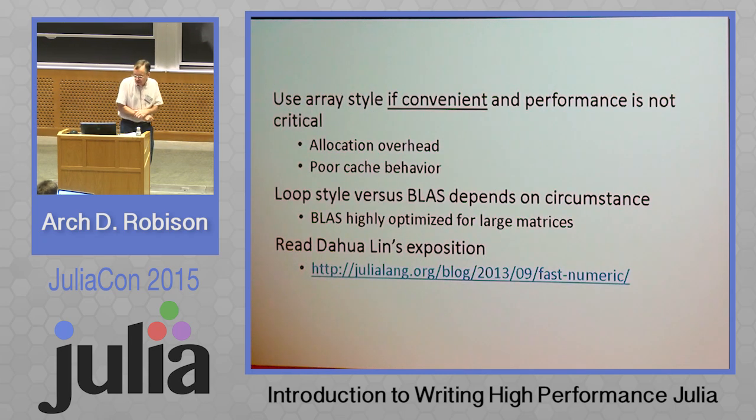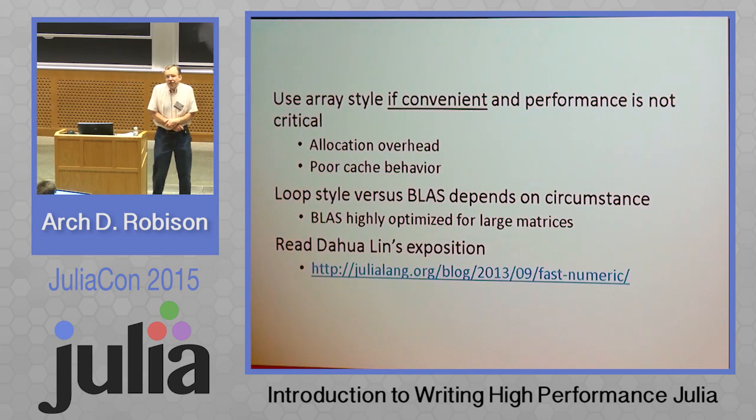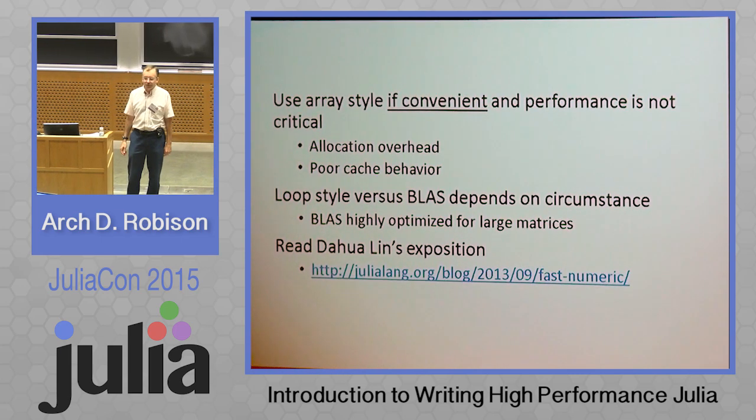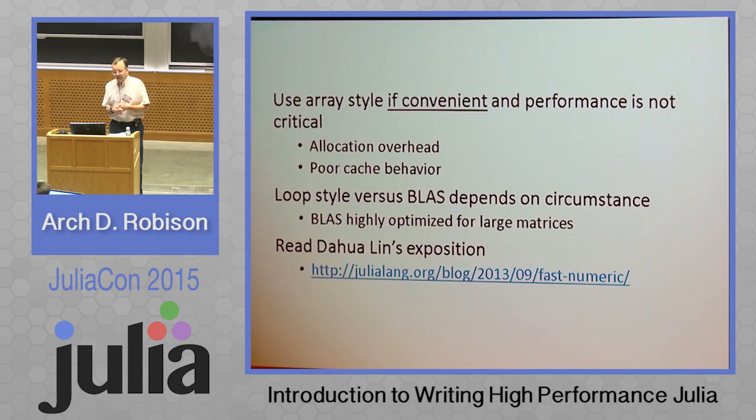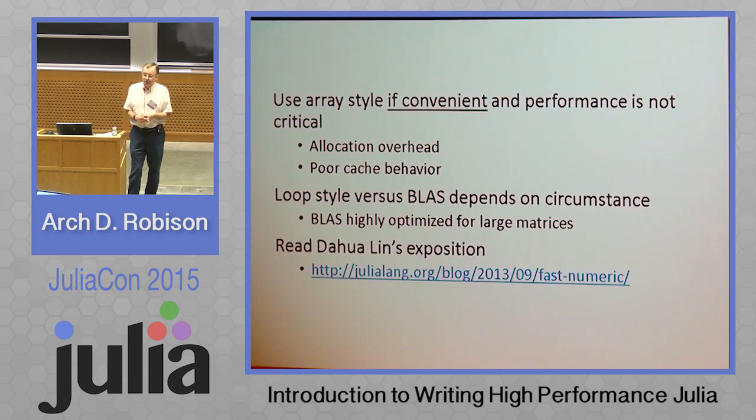So my takeaway from this is, don't completely give up on the array style. If it's useful for getting your work done and for getting a prototype going, for heaven's sake, use it. Particularly if the absolute performance is not critical. And I think Julia will get better over time with that. But currently, there's allocation overhead for the array style. The other thing is right now, there's poor cache behavior for large arrays.